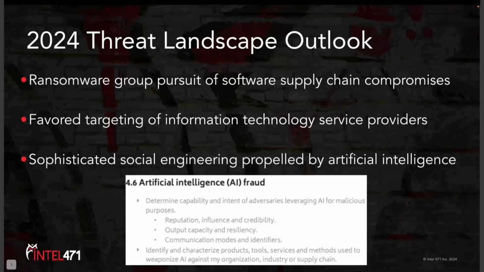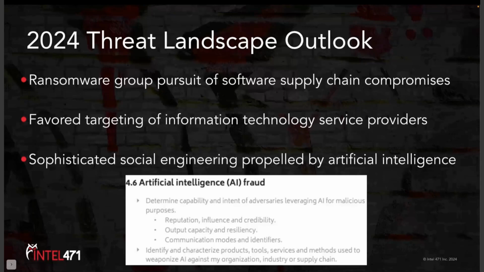And so I think certainly that's true from an espionage perspective, but then also that much more so from a financially motivated actor perspective as well. I think again, from what we saw in 2023, there continues to be a favored targeting of information technology service providers in particular, as a lucrative, vulnerable backdoor to a lot of the biggest organizations out there.